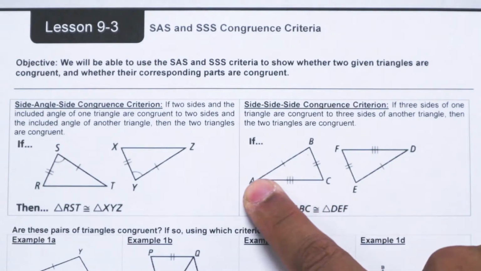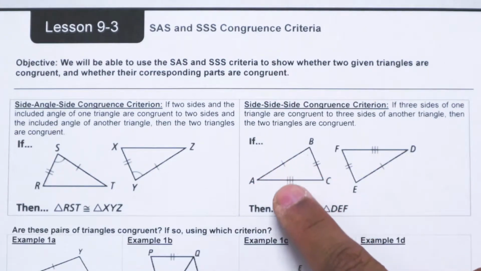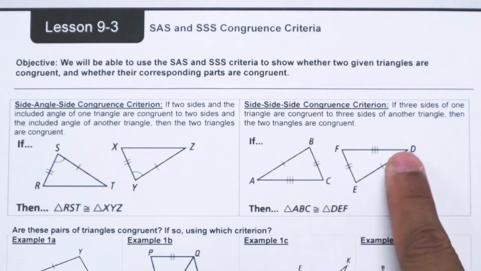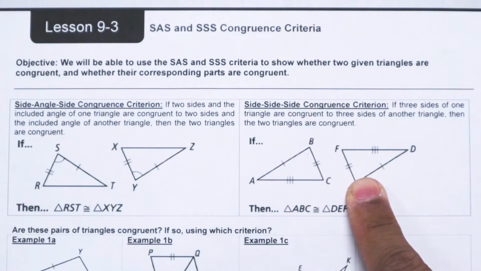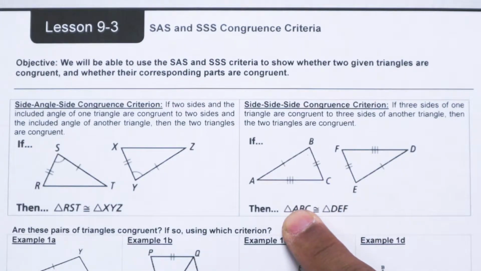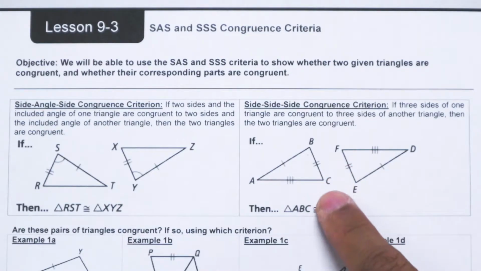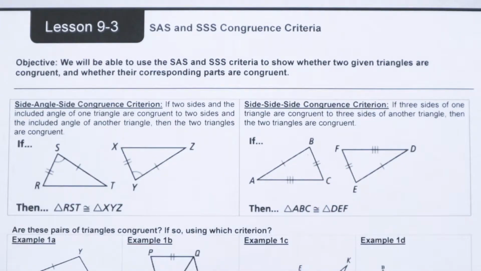Angle A, since it's between the one tick mark and the three tick marks, you have to match with the letter D, which is also next to one tick mark and the three tick marks. Again, the order of the letters is very important. If you write A first, you have to write D first. If you write C first, you have to write F first. You just match the tick marks that are next to these letters.